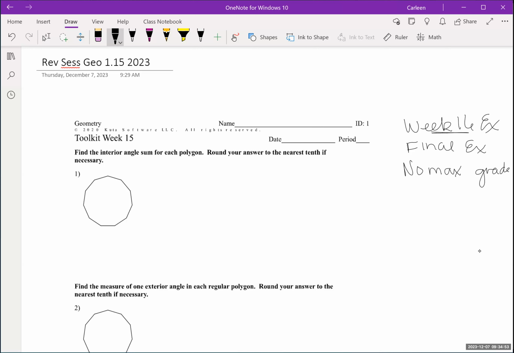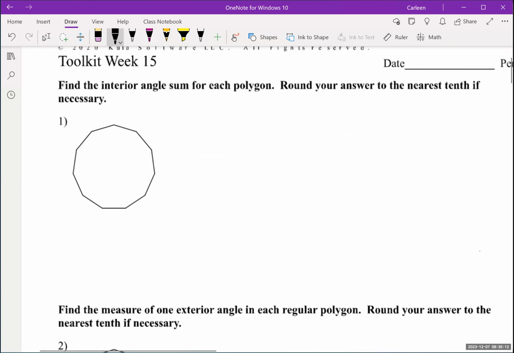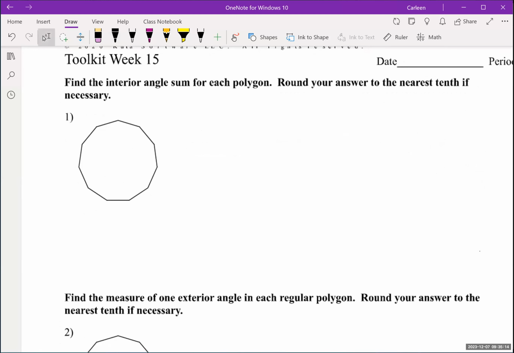So this is week 16 and week 17 is the final exam. No max grade, but we have 2 exams left. Okay, so that is the scoop. Okay, so without further ado, let's get started.